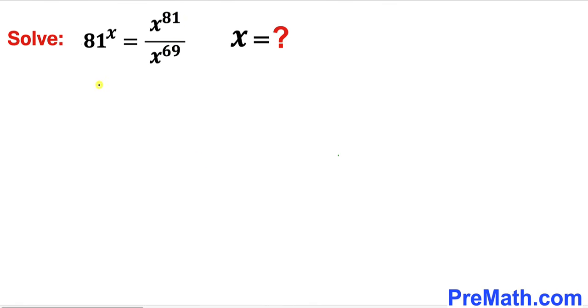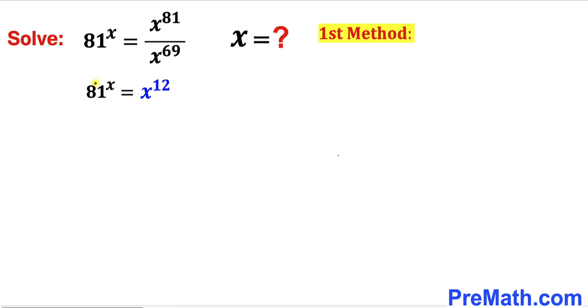So our simplified equation becomes 81^x equals x^12 on the right hand side. Thus our new equation turns out to be 81^x = x^12, and we are going to deal with it. Now let me show you the very first method to solve for x.